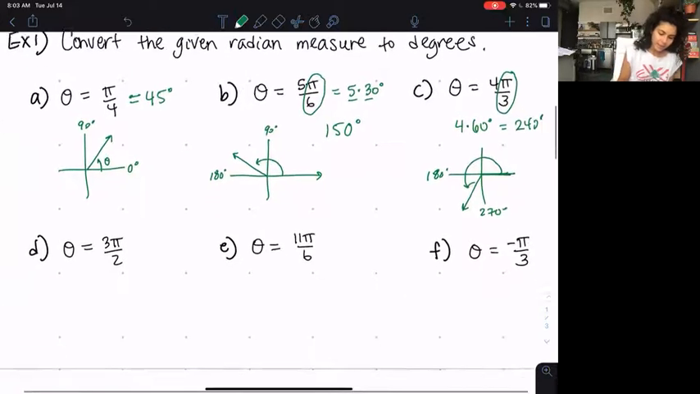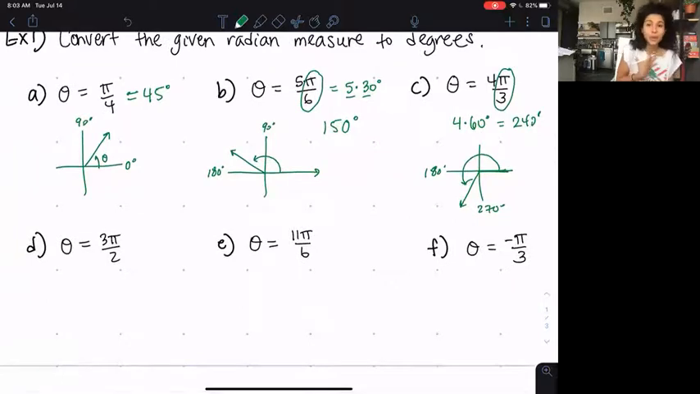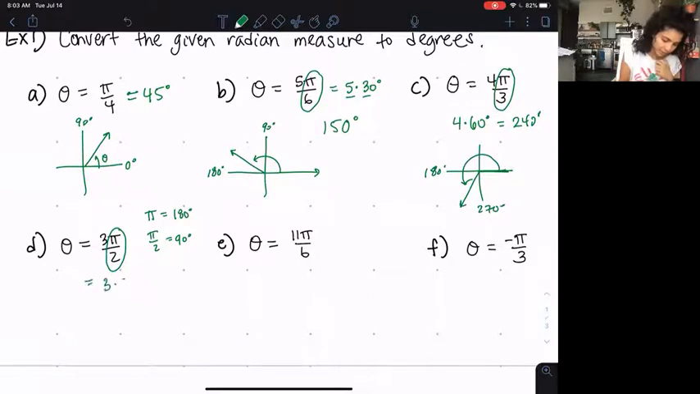Great, let's try D. So again, I don't know what 3 pi over 2 is, but I do know what pi over 2 is. And in case you don't know what it is, we can figure it out. What's pi? Well, remember, pi is the big guy. It's 180. So pi over 2 is 90 degrees. But I need to multiply it by 3. So I'm going to write equals 3 times 90 degrees. And 3 times 9 is 27. Add the 0. 270 degrees.